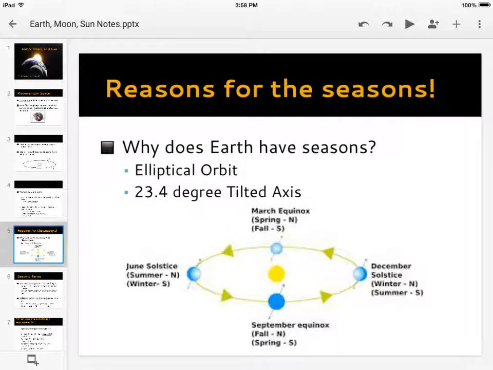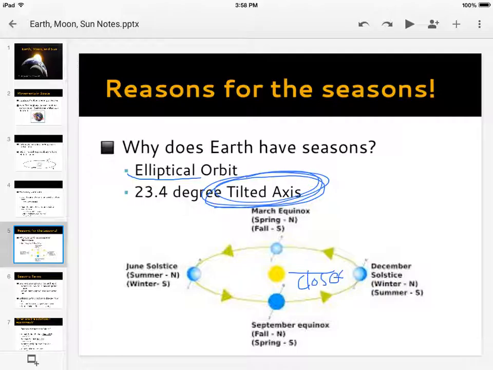And then why do we have seasons? It's all about this tilt. So if you see that, you should always think of the tilted axis. It's also because we have an elliptical orbit, but the big thing is the tilted axis. Some people have the misconception that we are closer to the sun in the summer. Well, we are actually closer to the sun in December.